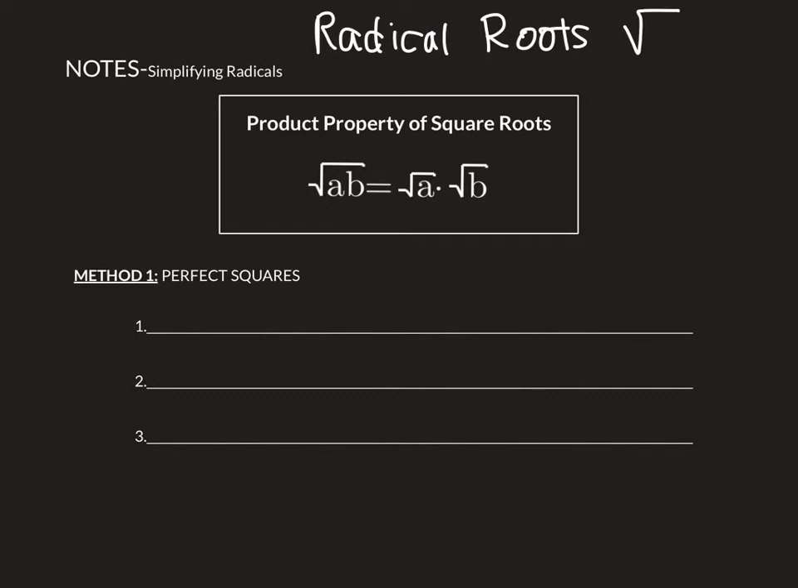But this root, as you move further on in math, can have different what we call indices or indexes. Plural for index is indices. And that's the little number that goes right here. So you could see a cube root, which is a little 3 in the index. You could see a fourth root. You could see all the way up to whatever number you would like to put in there.